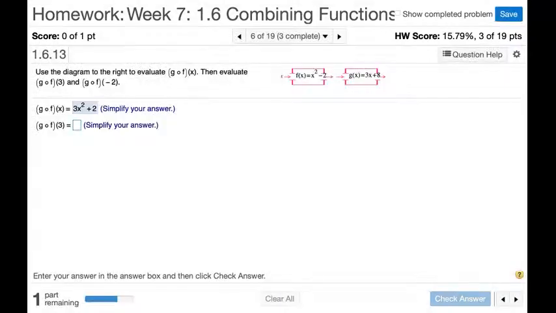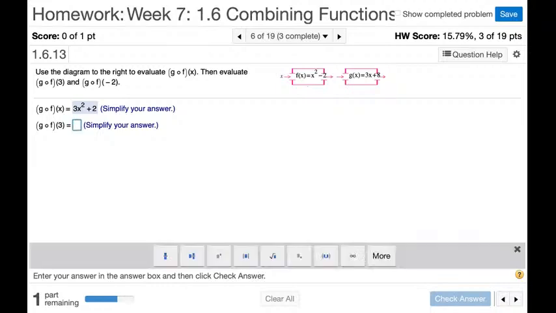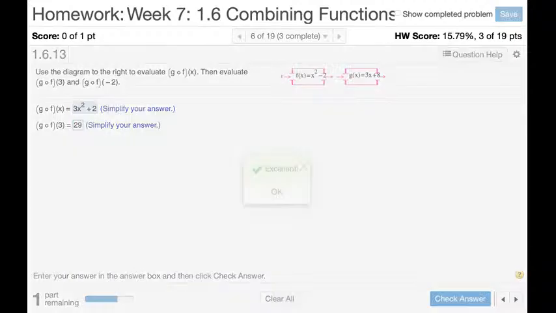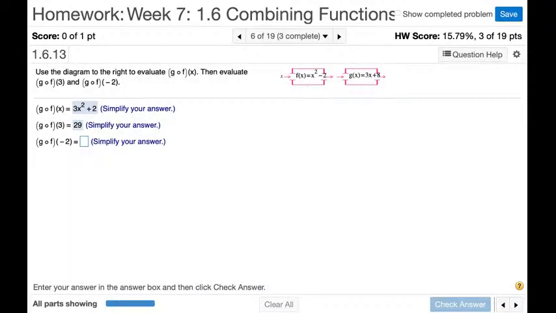I think we got 29 there, right? 9 times 3 is 27, 29. So if we plug in negative 2, that's going to be 4 times 3 is 12, plus 2 is 16. No, 14, right?